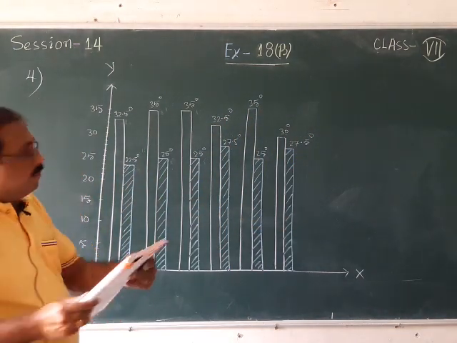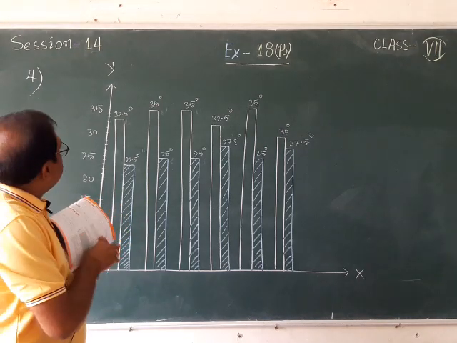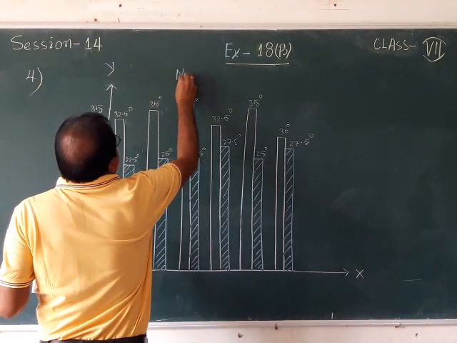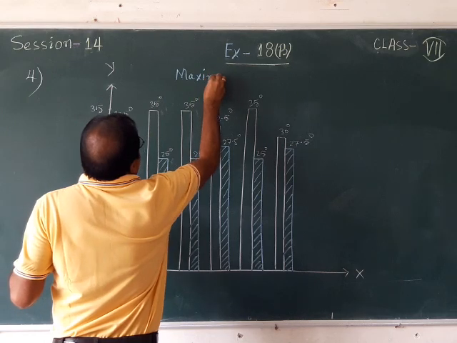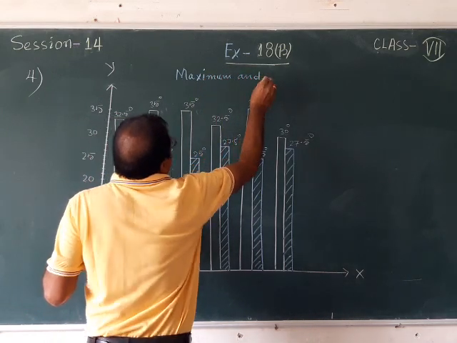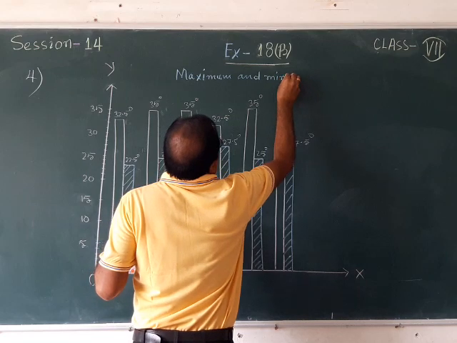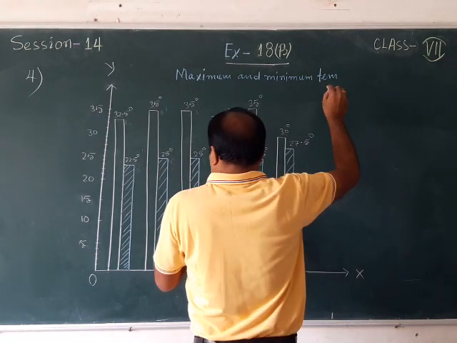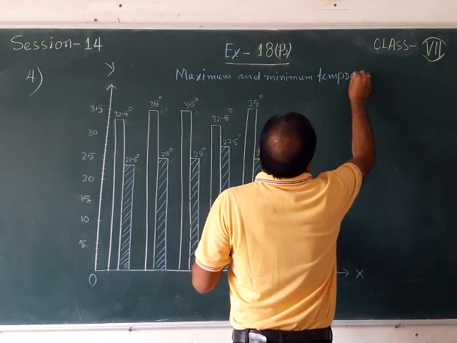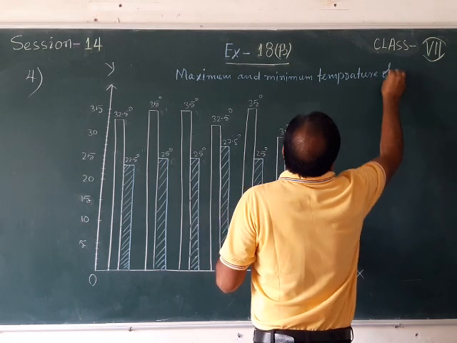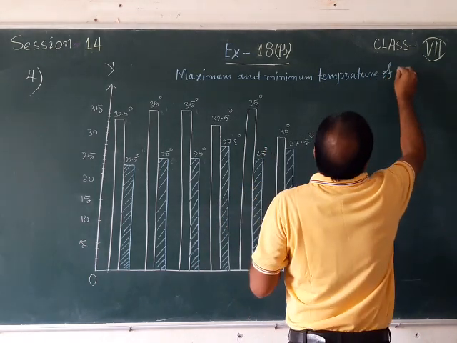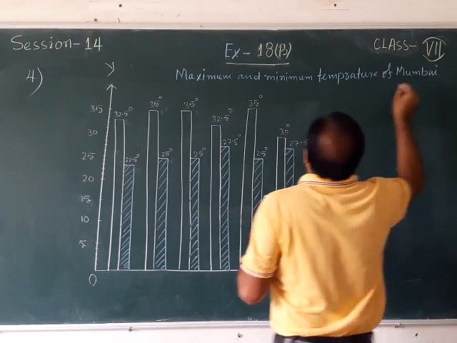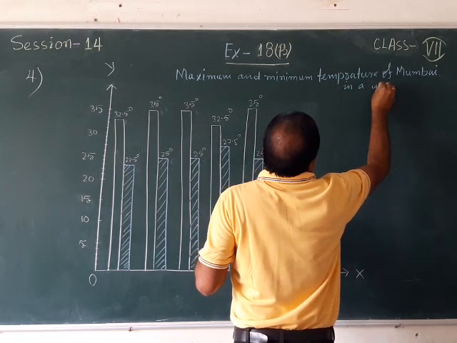Then the time comes for heading. What heading should be there? Okay, maximum and minimum temperature of Mumbai, that I can write. Maximum and minimum temperature of Mumbai in a week. I can write in a week.